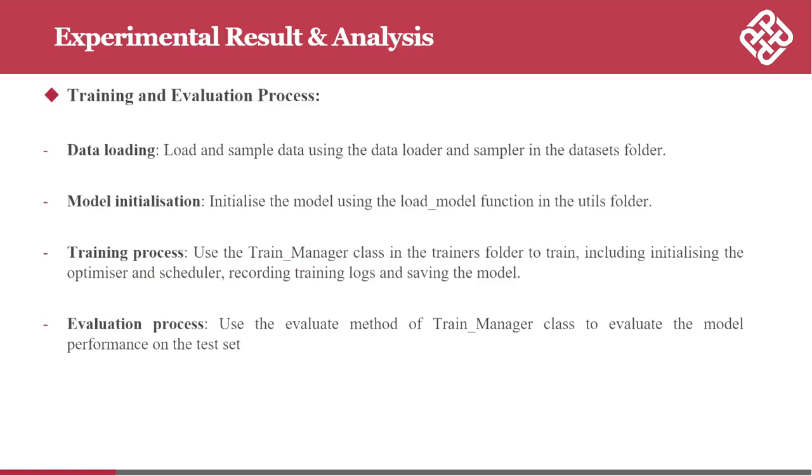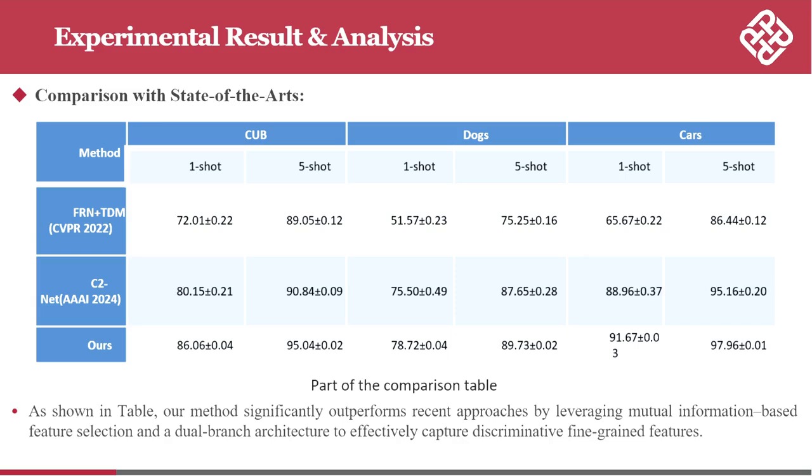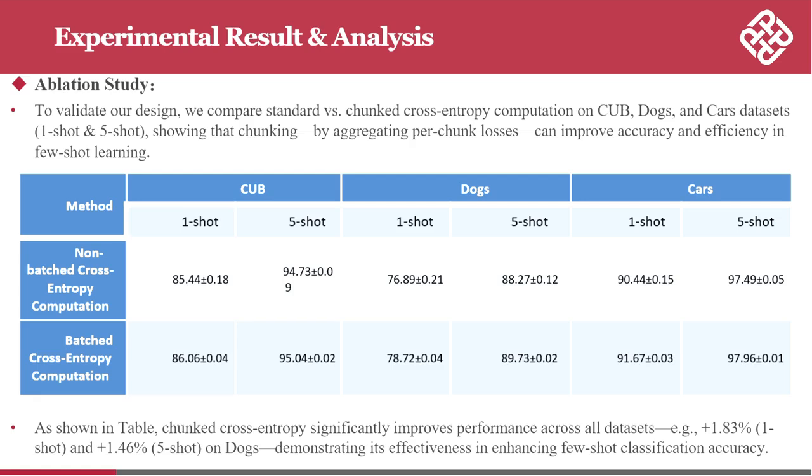The next part is experimental results and analysis. Our method works better than others. On the CUB dataset, we got 86% in one shot and 95% in 5 shots. On the dogs dataset, we achieved 78% in one shot and 89% in 5 shots. On the cars dataset, we got 91% in one shot and 97% in 5 shots.